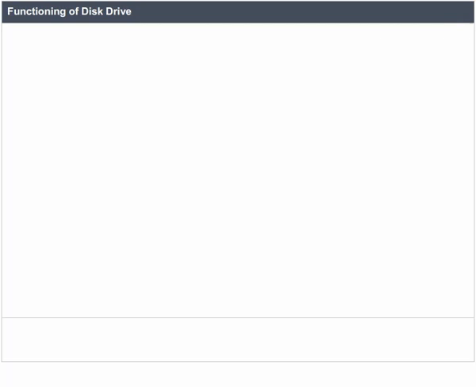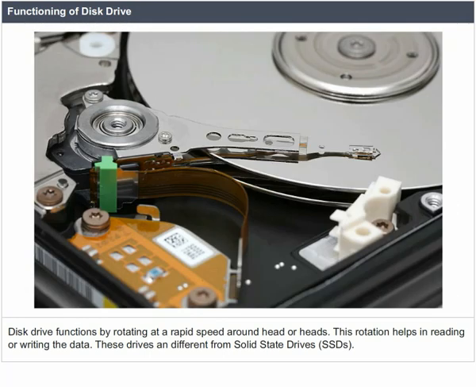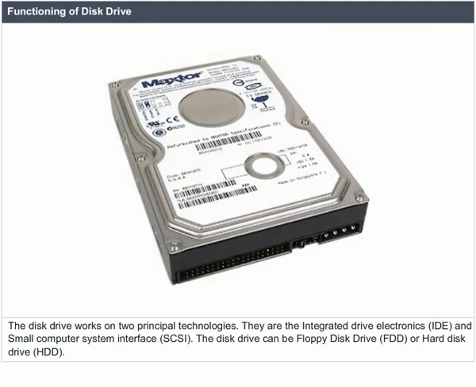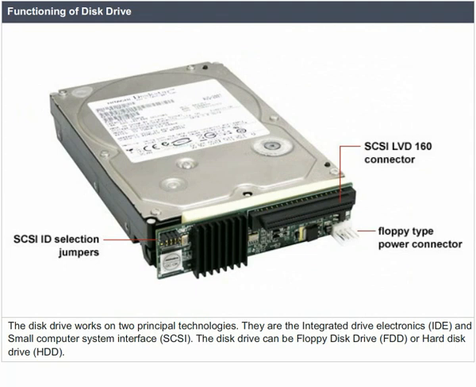Functioning of disk drive. Disk drive functions by rotating at a rapid speed around head or heads. This rotation helps in reading or writing the data. These drives are different from solid-state drives. The SSDs carry no movable parts and offer great performance, but they cost more than the disk drives and offer less capacity. The disk drive works on two principal technologies. They are the Integrated Drive Electronics, IDE, and Small Computer System Interface, SCSI. The disk drive can be floppy disk drive or hard disk drive.